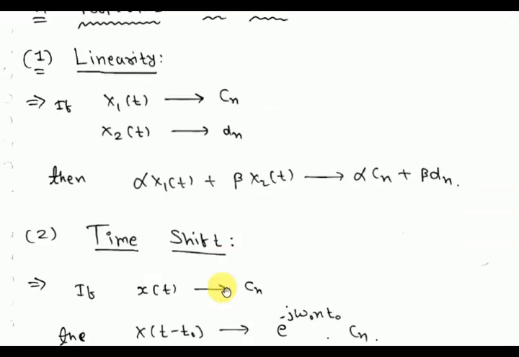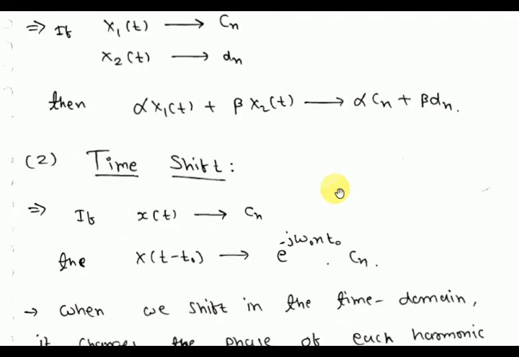So there are a few properties of Fourier series. First is linearity. If x1 of t has Fourier series coefficient Cn, and x2 has Fourier series coefficient Dn, both in exponential Fourier series form, don't confuse them with polar form. Then alpha into x1 plus beta into x2, this composite signal, will have Fourier series coefficient alpha into Cn plus beta into Dn. This is called the linearity property.